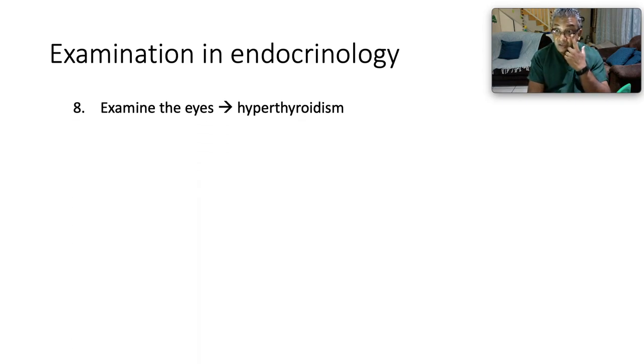Examine the eyes, looking for the typical changes of hyperthyroidism. You get the stare. Right, proptosis, you get exophthalmos, you get lid retraction, lid lag. The patient complains of retro-orbital pain or gaze-evoked pain. You have conjunctival swelling of the caruncle, conjunctival injection. And if it progresses, it gets worse and worse until you actually have sight loss.